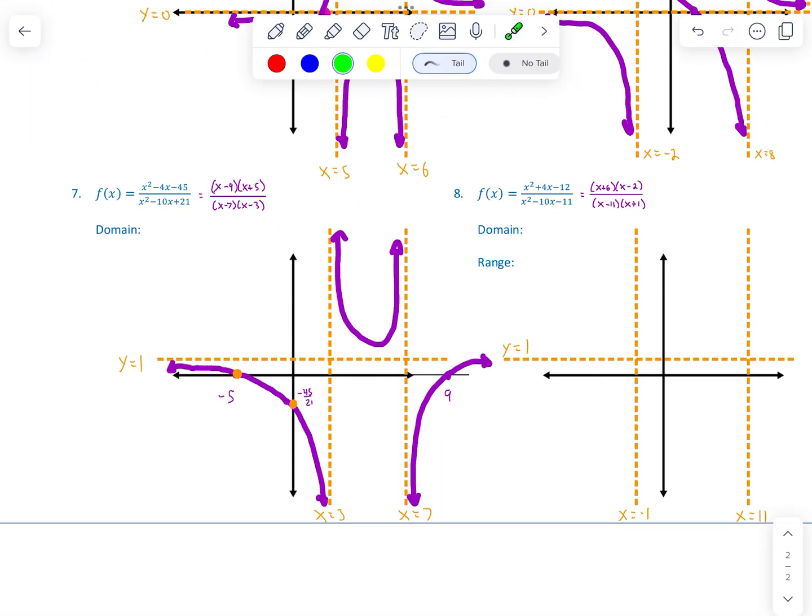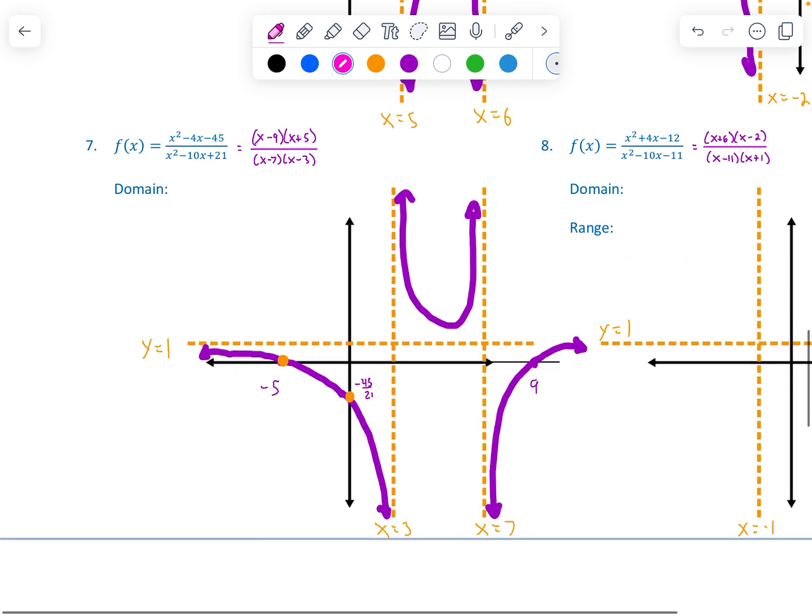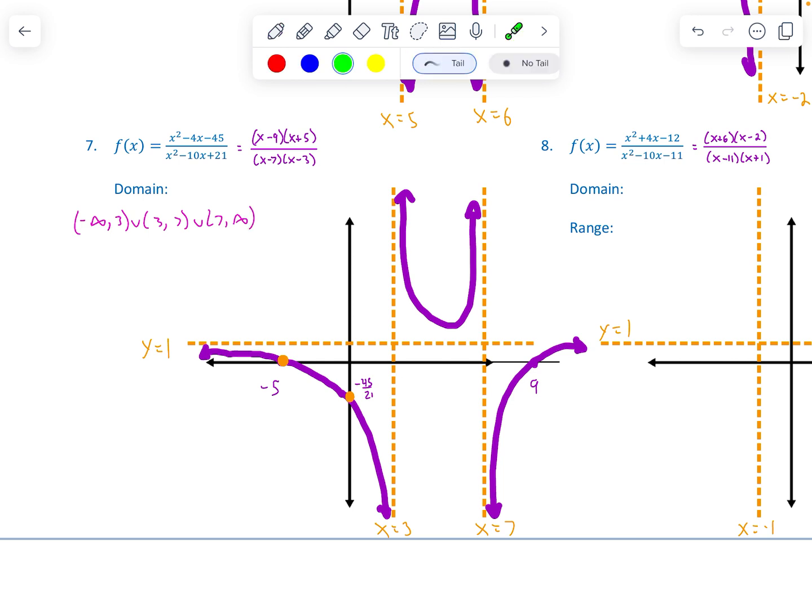Okay, notice I don't ask for range on this one. That is because we have a U shape in here and we don't know how to determine how low that goes. But our domain is negative infinity to our first vertical asymptote, which is 3, union vertical asymptote to vertical asymptote, union vertical asymptote to infinity. So hopefully you're catching on to domain. These are some of the easiest domains we do because they're pretty much written the same way every time, just based on these numbers here.